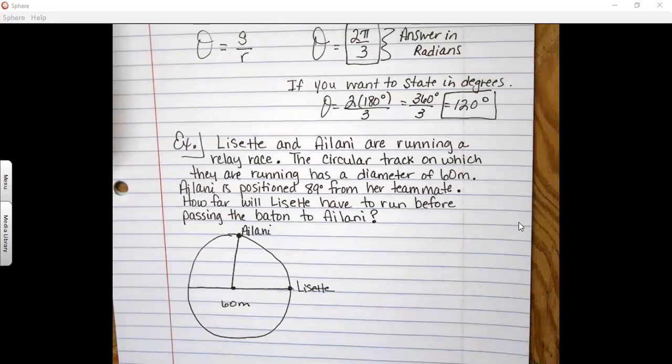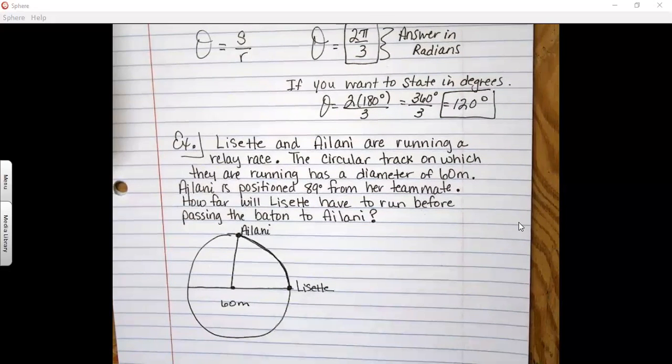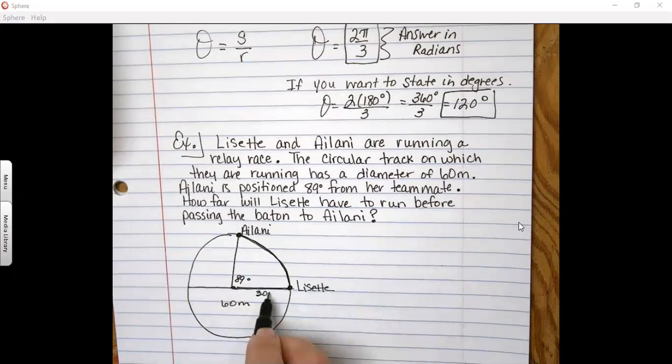What is it that we're going to have to find? The arc measure, right? Do we know theta? 89 degrees, which we can convert to radians. Do we know the radius? 30, right? The diameter was 60, the radius is 30. It's really not necessary to convert it to radians first, but since we're doing trig, we're going to convert it to radians first, okay?